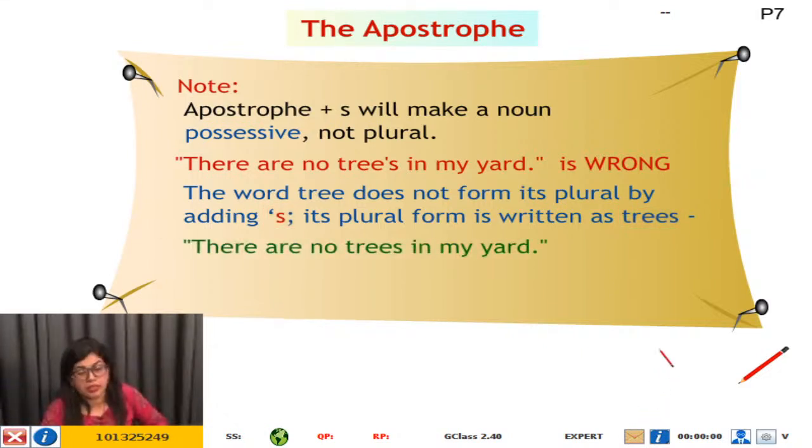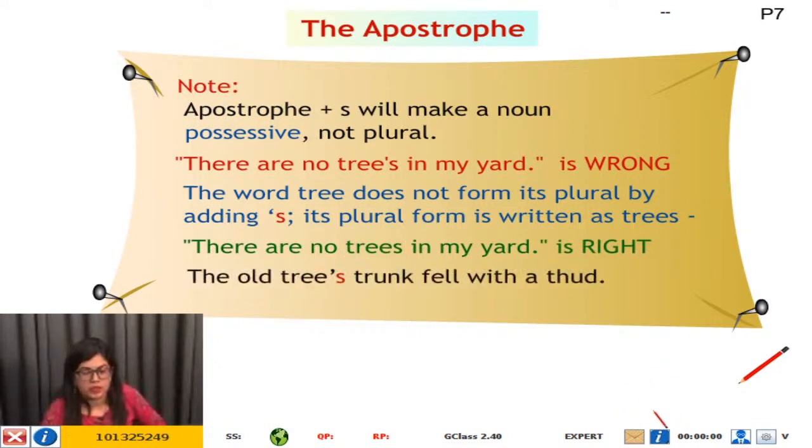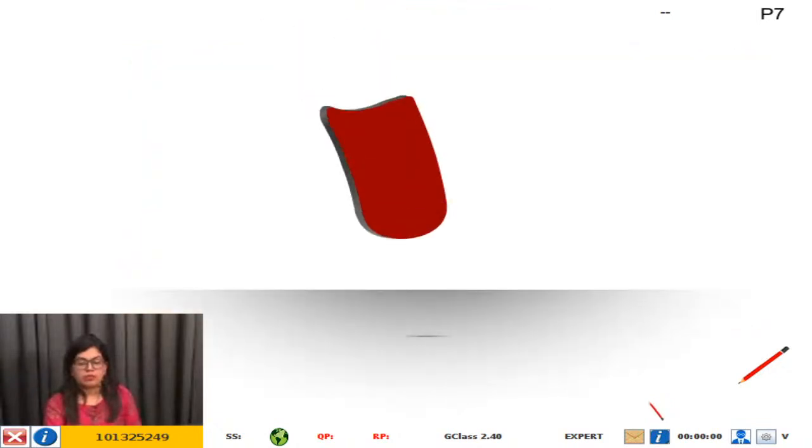There are no trees in my yard. So this is the correct form, the plural word of tree. Trees is right. The old tree's trunk fell with a thud. It's wrong. Oh, sorry, this is right. So we are talking about the tree here. Whose trunk? The tree's trunk, yes.